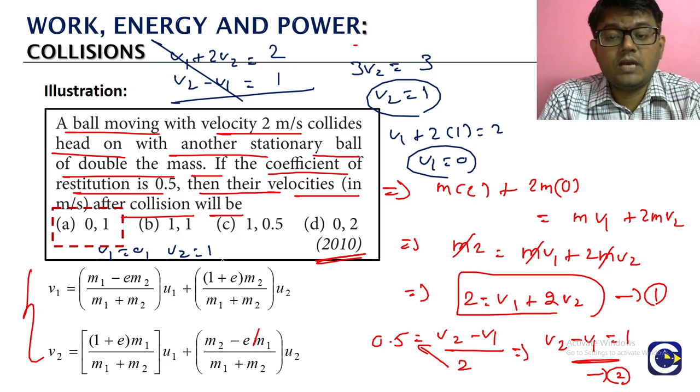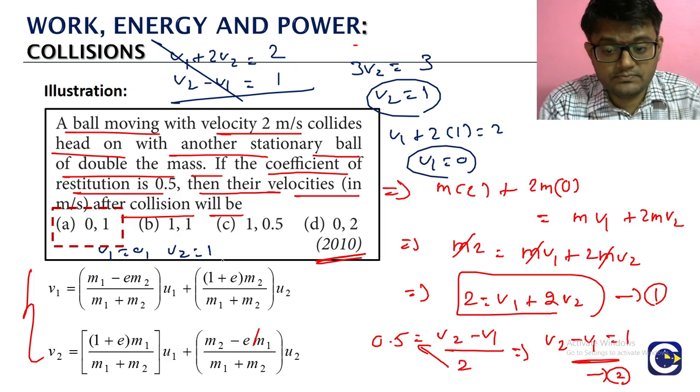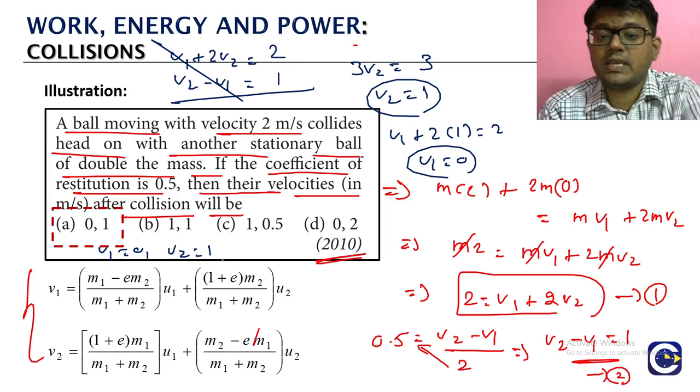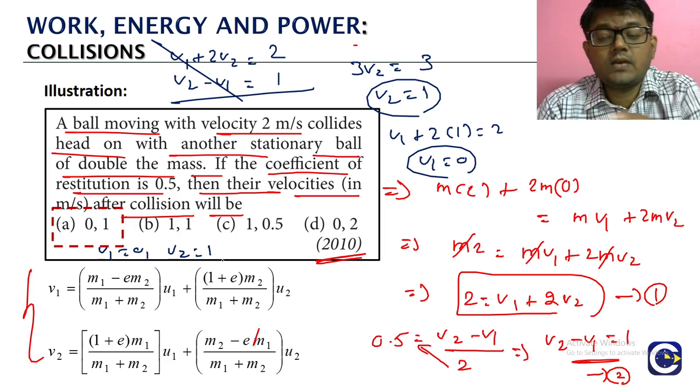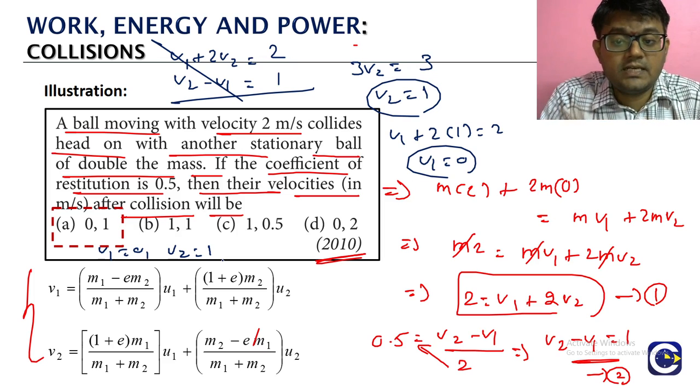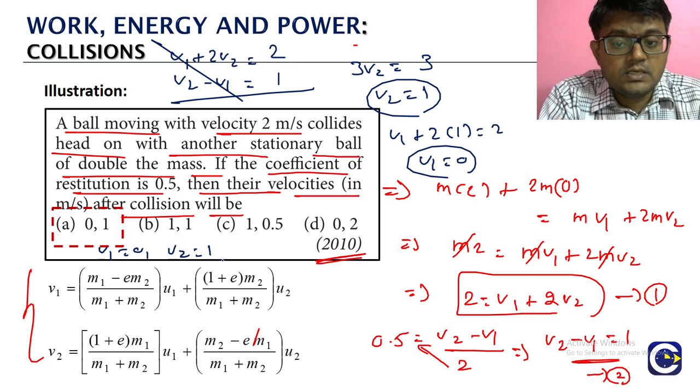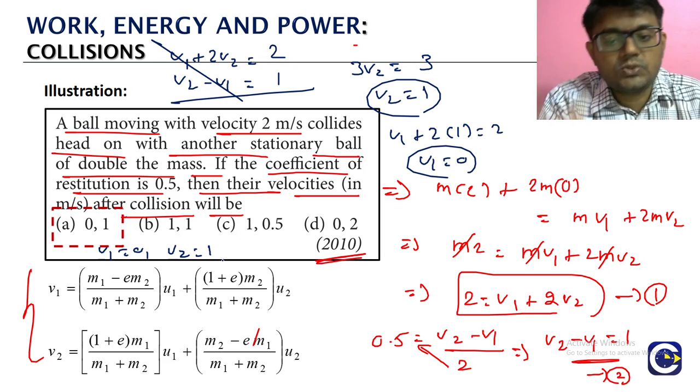So we have not gone by the formula method. Using the formula, you can get the answers, v1 and v2 we can find out. Here we are going with the original method. What is the original method? Two equations will come to us: the conservation of momentum equation, and second, the coefficient of restitution formula.